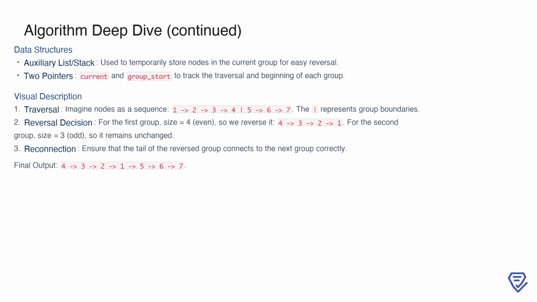Imagine the nodes in the list as a sequence, such as 1-2-3-4 | 5-6-7, where the bar symbolizes a boundary between groups. For the first group, which has 4 nodes, we reverse it to get 4-3-2-1. The second group, with 3 nodes, remains unchanged since its size is odd. After reversing, we ensure the tail of the reversed group connects properly to the next group. The final output in this case would be 4-3-2-1-5-6-7. This demonstrates how we handle traversal, reversal decisions, and reconnections to maintain the list structure.